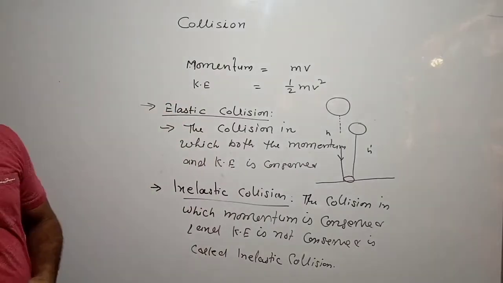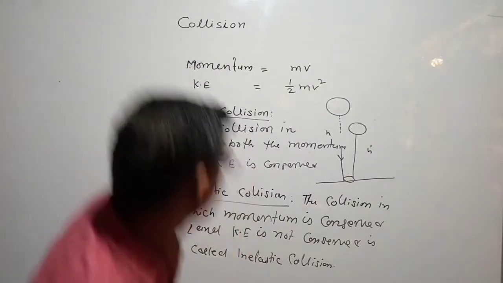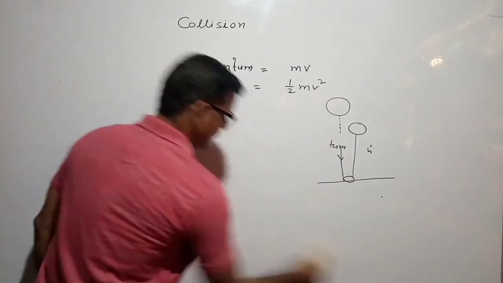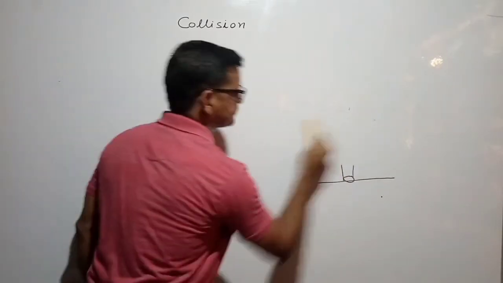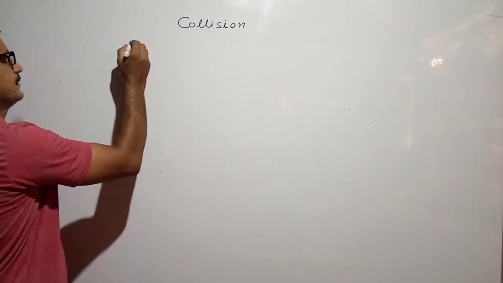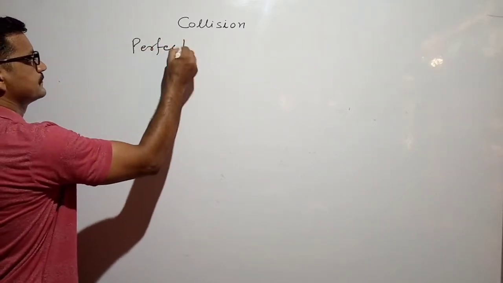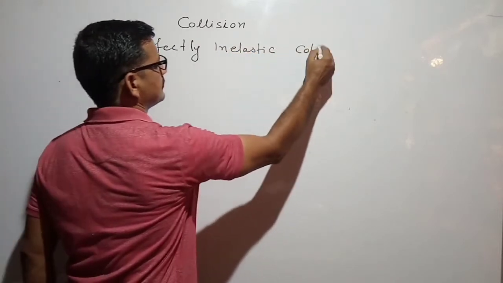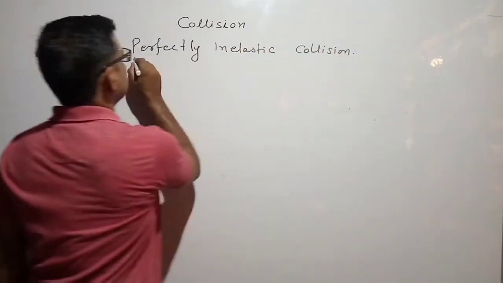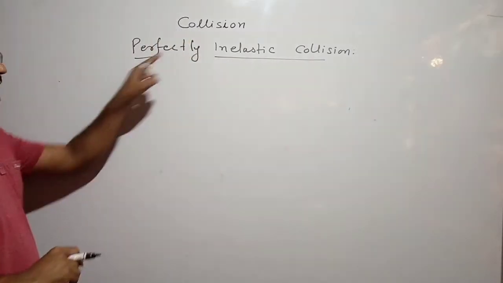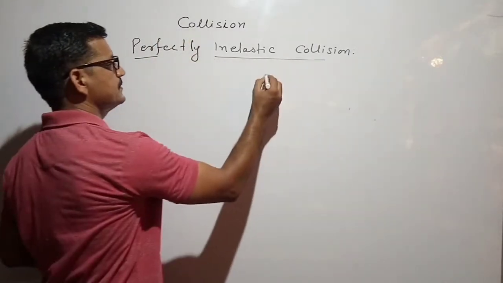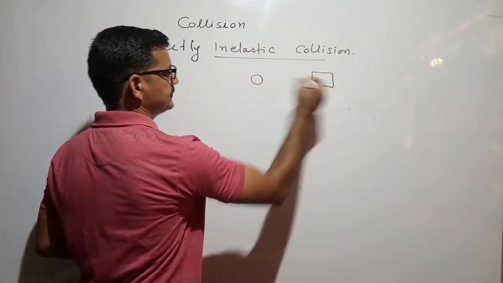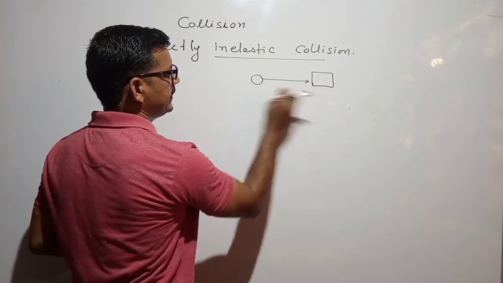So now we will discuss our third type of collision, that is perfectly inelastic collision, or we sometimes call it a plastic collision. So in this collision, what happens? Suppose a body is moving and there is another body. So this body is hitting this block.